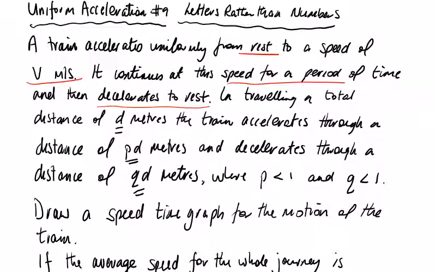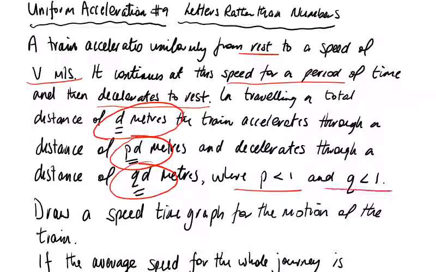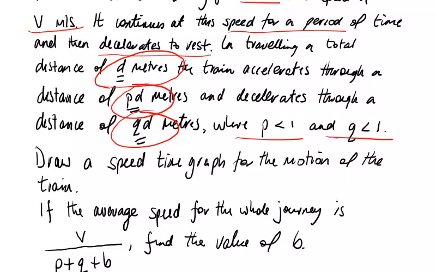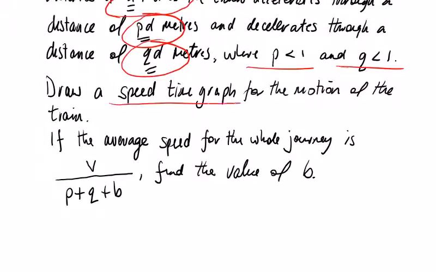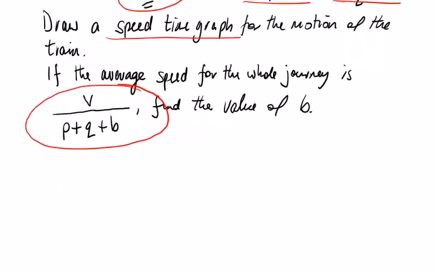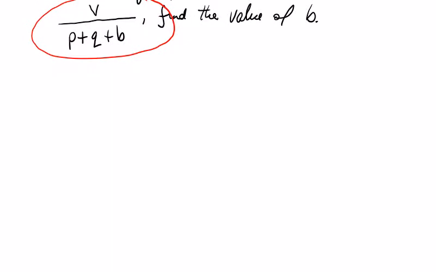In travelling a total distance of d meters, the train accelerates through a distance of pd meters and decelerates through a distance of qd meters. p is less than 1 and q is less than 1. Draw a speed time graph for the motion of the train. Well, that will help us. And if the average speed for the journey is v over p plus q plus b, find the value of b. So let's have a look at our speed time graph first, and that should help us then.